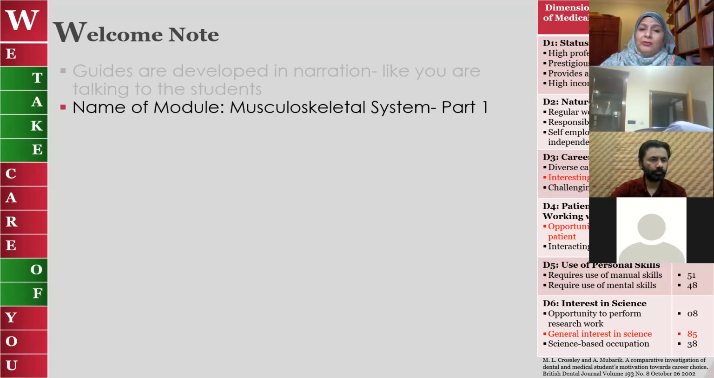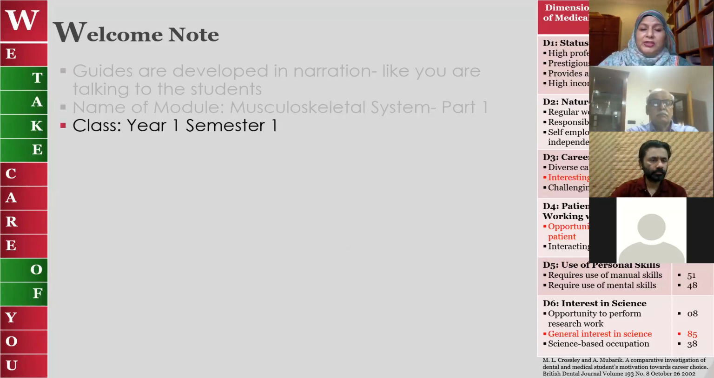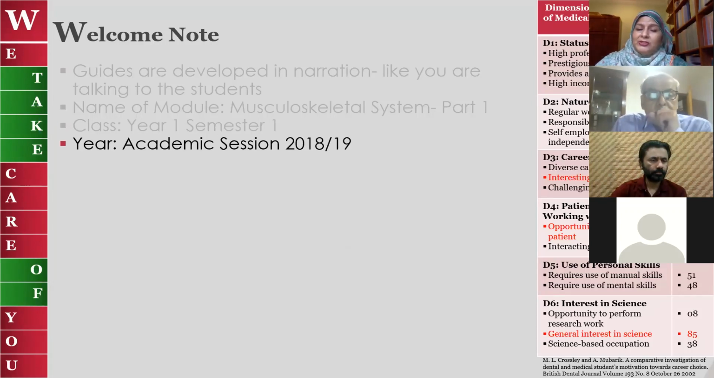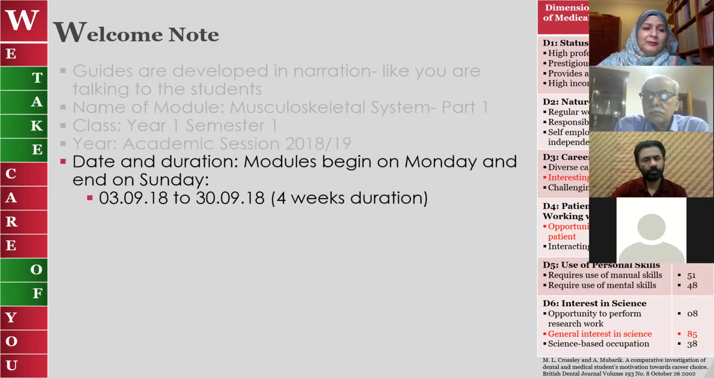The name of the module, for example, musculoskeletal module, part 1, should be given. The class, which year, which semester, which academic session, because I've already told you that these guides are legal documents, and you have to search for them after many years as well. So they should have all the pertinent information regarding which session the study guide was used in.